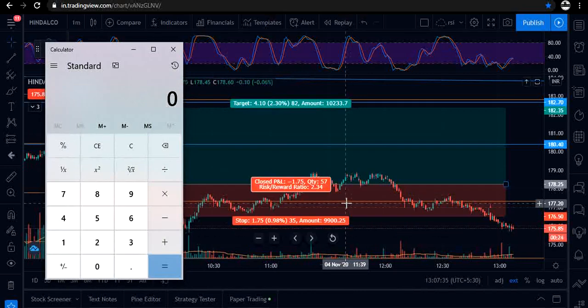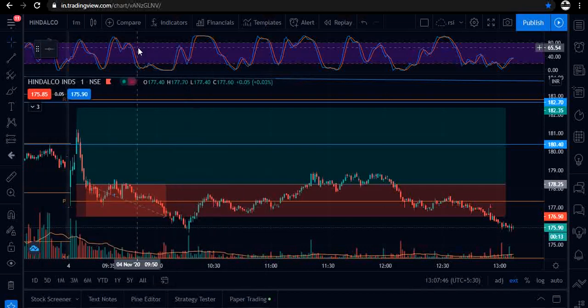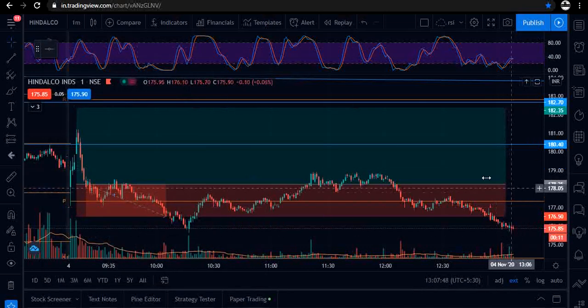So the stop loss points were 1.75 and our quantities were 30. So our today's total loss is 52.5 rupees. Okay traders, so this was our today's trade.